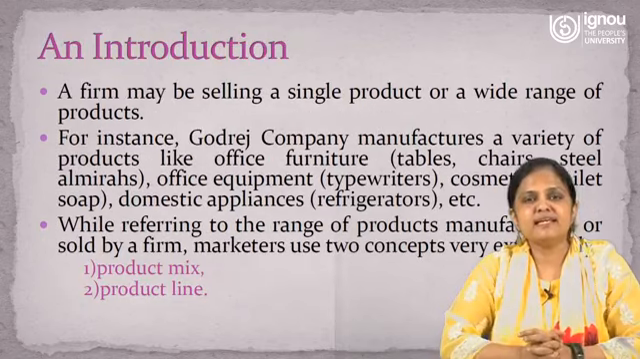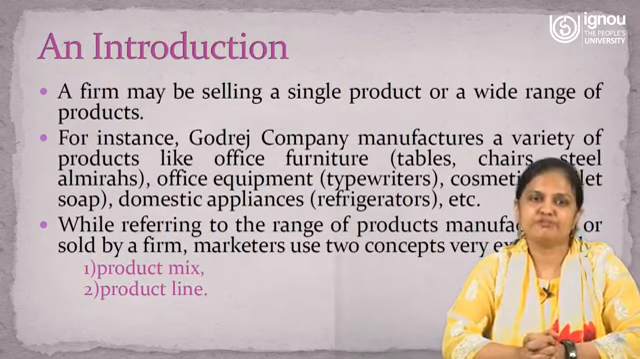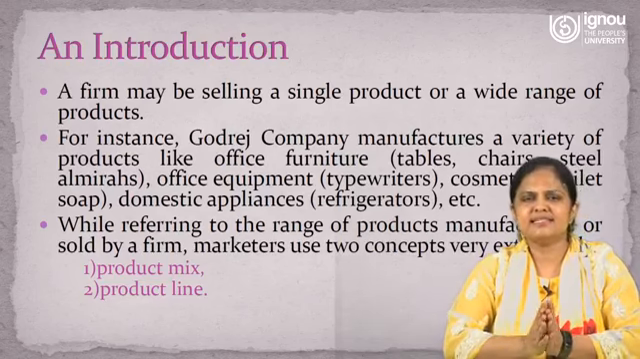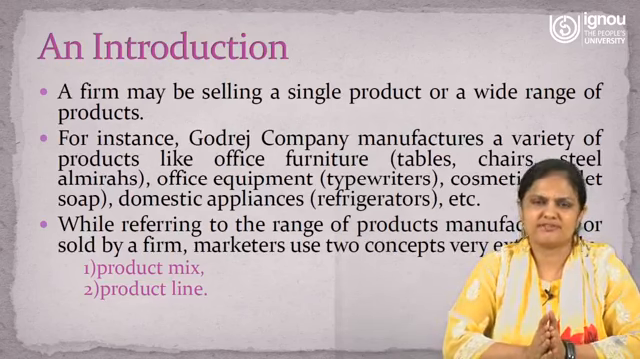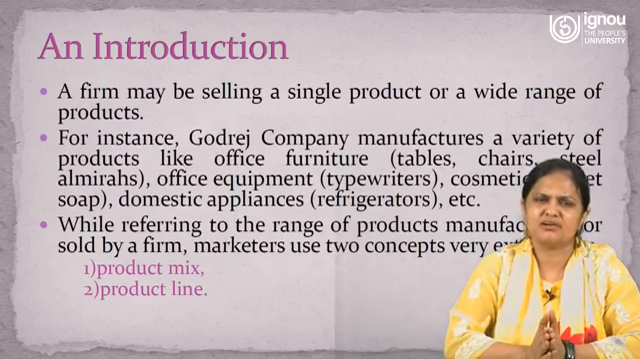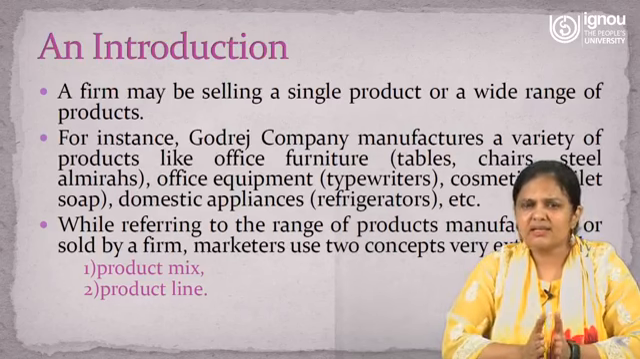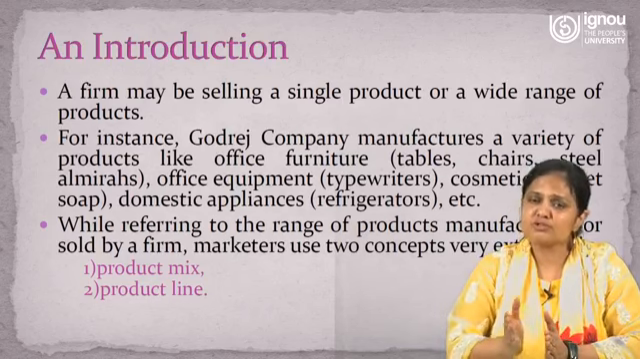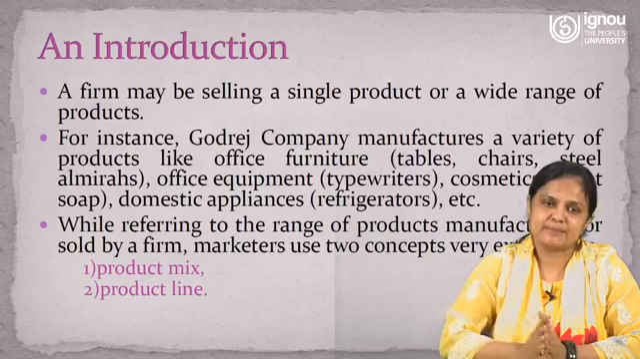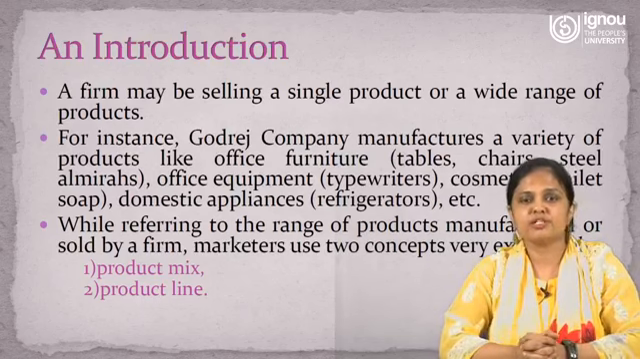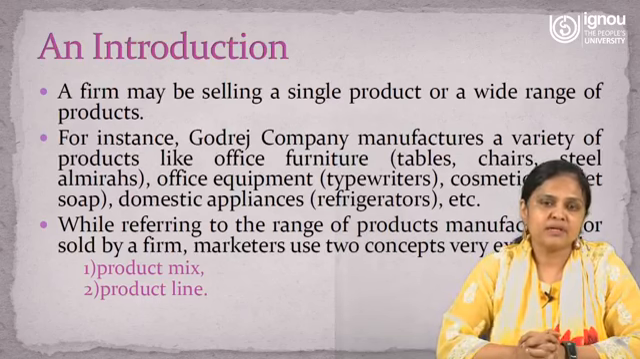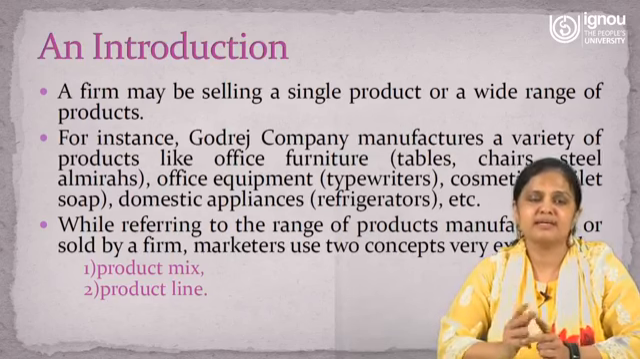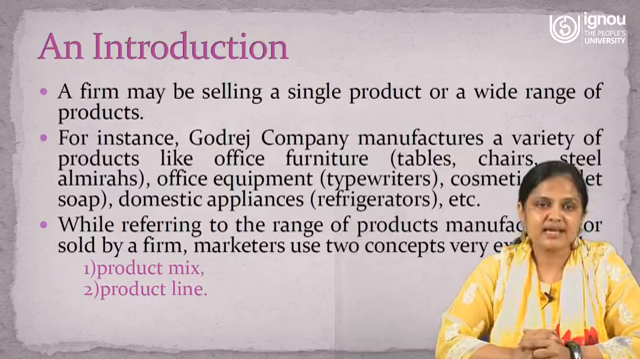A firm may be selling a single product or a wide range of products. For instance, Godrej deals in office furniture, such as office tables, chairs, steel almirahs, etc., as well as office equipment, cosmetics, domestic appliances, and so much so that they are also into real estate. While referring to the range of products manufactured or sold by a firm, the two concepts widely and extensively used by marketers are product mix and product line.